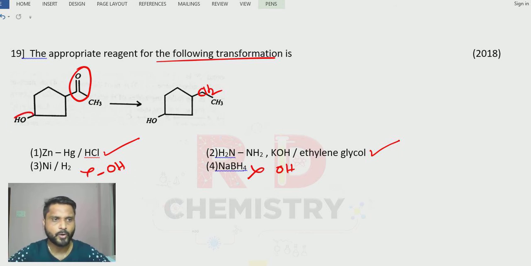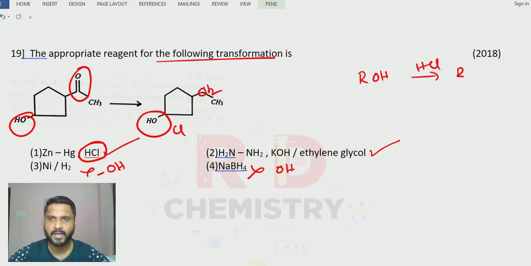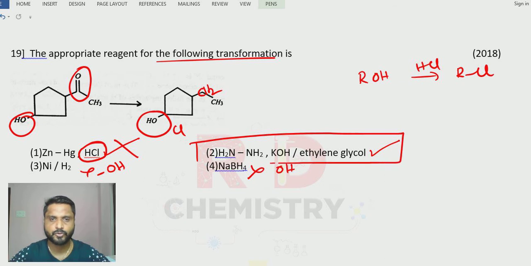Now see here, an OH group is there, and the OH group should remain as such. Suppose I make use of HCl, then what will happen? This OH group can be converted into Cl. That means ROH, when it comes in contact with HCl, can be converted into alkyl halides. So option number 1 is not the best answer. The best answer is option number 2, the Wolff-Kishner reduction in the presence of the base KOH, not in acid medium. Okay, answer is 2.